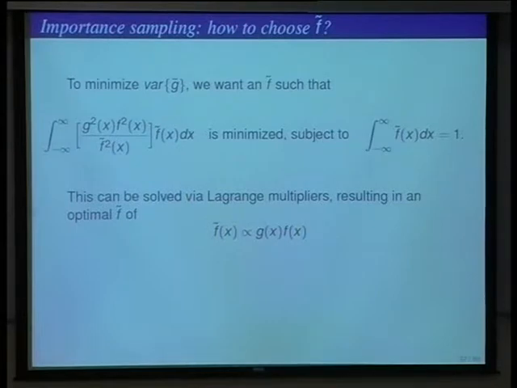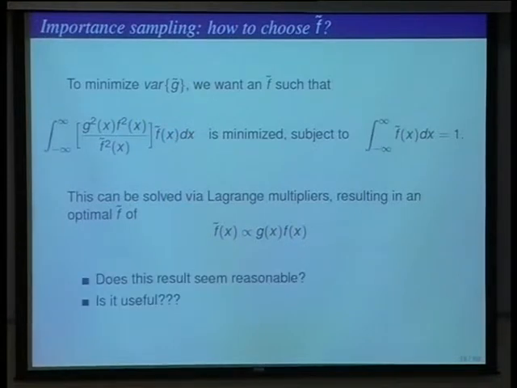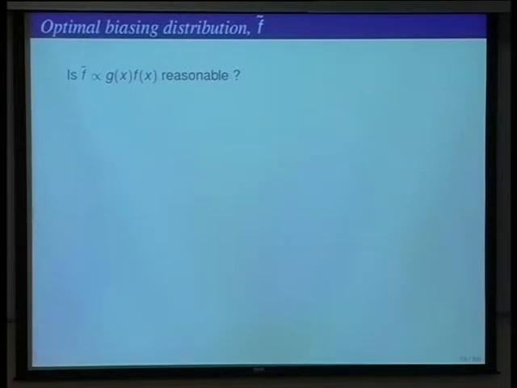Okay, so this can be solved by Lagrange multipliers, which gives us this optimal F tilde. The F tilde should be proportional to G times F. So, two ideas. Is this reasonable, and is it useful? These are the questions we want to ask ourselves. So is it reasonable? Yes.